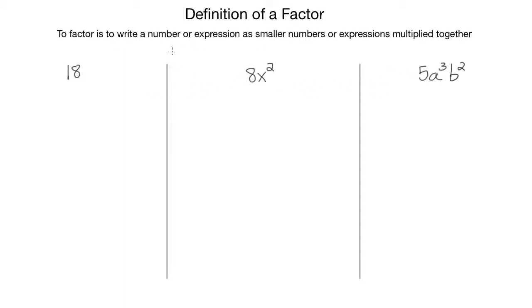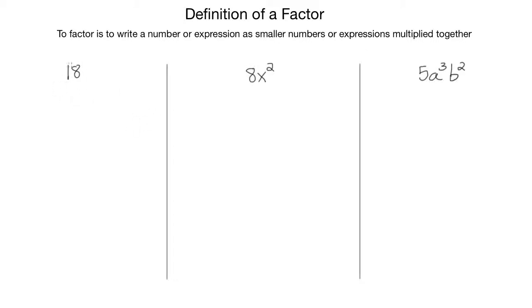So a factor, or when we talk about factoring something in mathematics, it's to write a number or expression as smaller numbers or expressions multiplied together. So we're rewriting something in a different form. We're rewriting it, kind of expanded out in a bunch of little things all multiplied together.